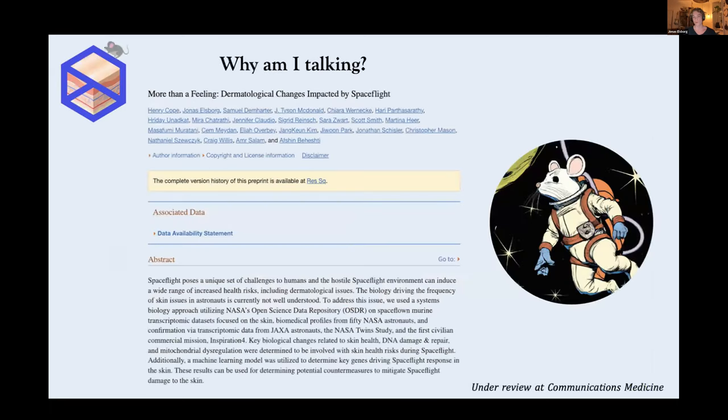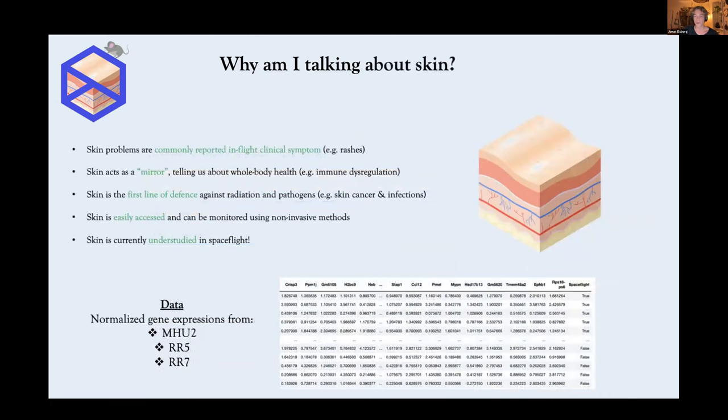And this is basically why I'm here today, because we took this approach also in a paper that is under review right now at Communications Medicine, which is co-first authored by me and Henry Cope, who I believe is also present today. And as you can see, many, many familiar faces. We investigated what changes occur in skin when you go to space, based on transcriptomic data sets from mice. We also included some human data, but time constraints forced me to focus mostly on what we did with the mice in this case. So why even talk about this skin problem?